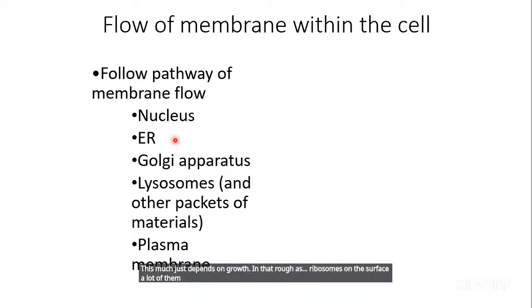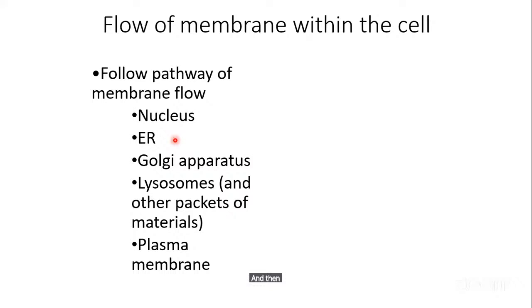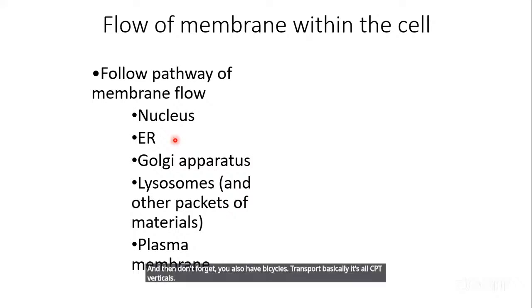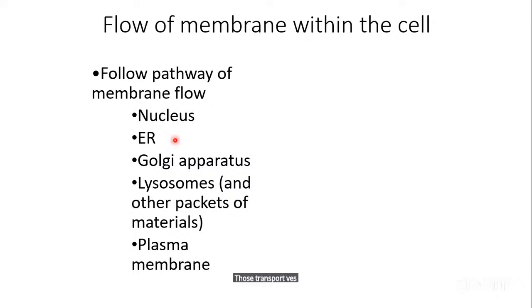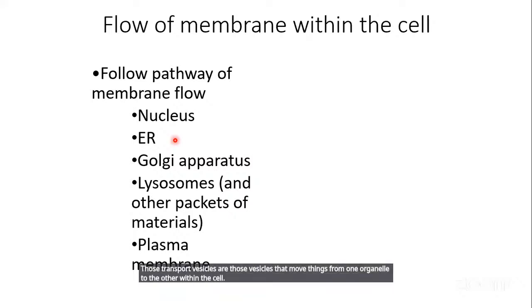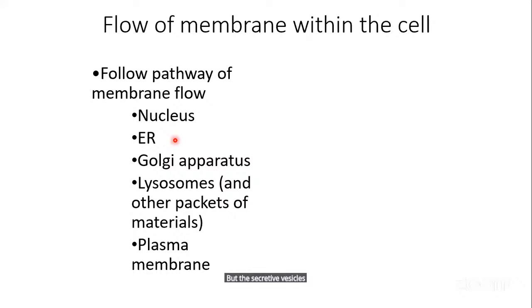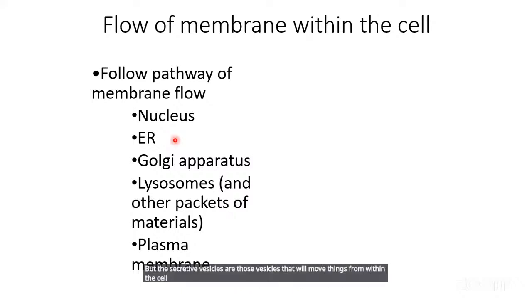And then all these interact with the Golgi apparatus, okay? And the Golgi apparatus also makes lysosomes. And then don't forget, you also have vesicles, transport vesicles or secretory vesicles. Transport vesicles are those vesicles that move things from one organelle to another within the cell. But secretory vesicles are those vesicles that will move things from within the cell to the outside.